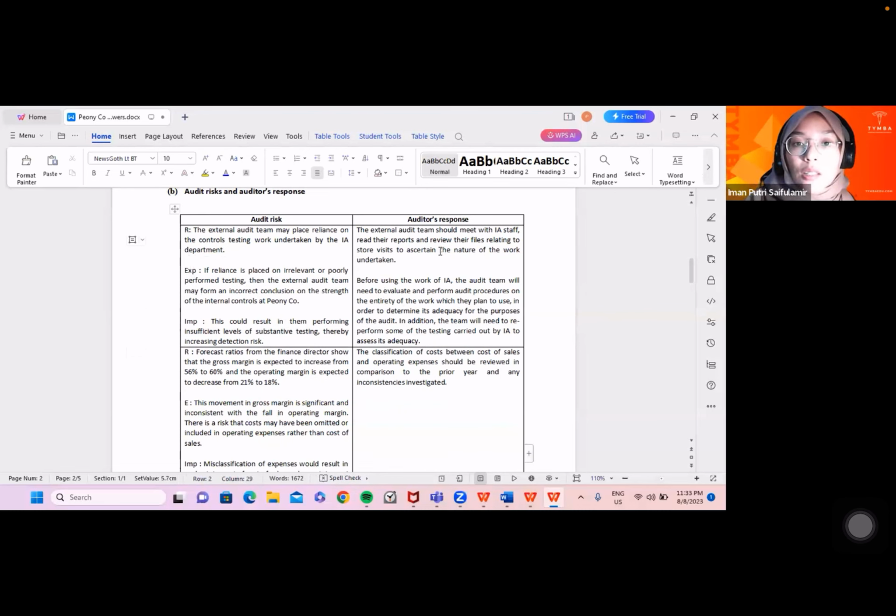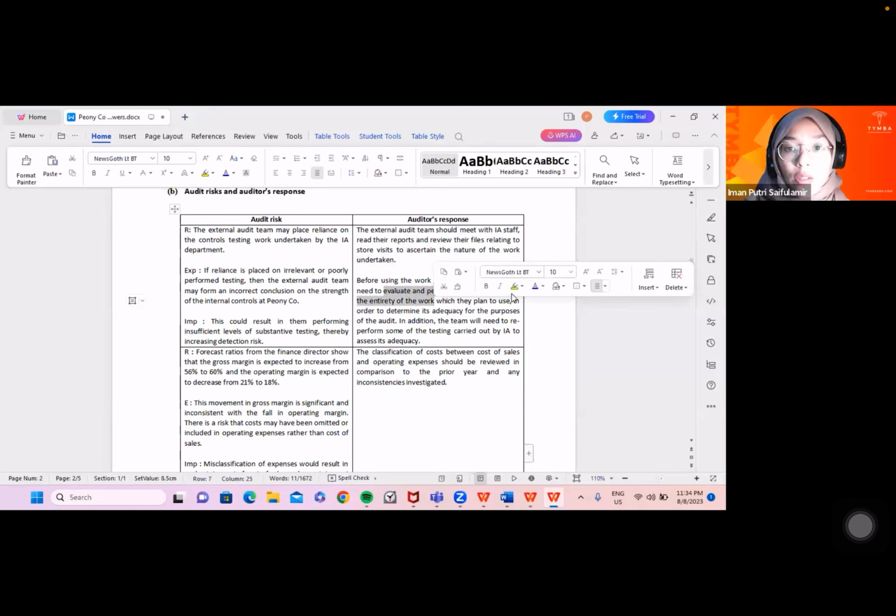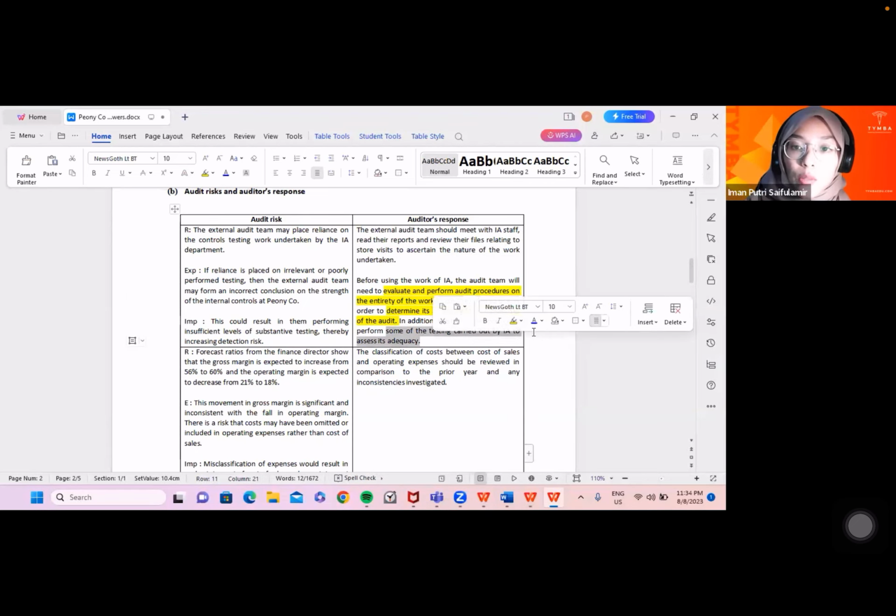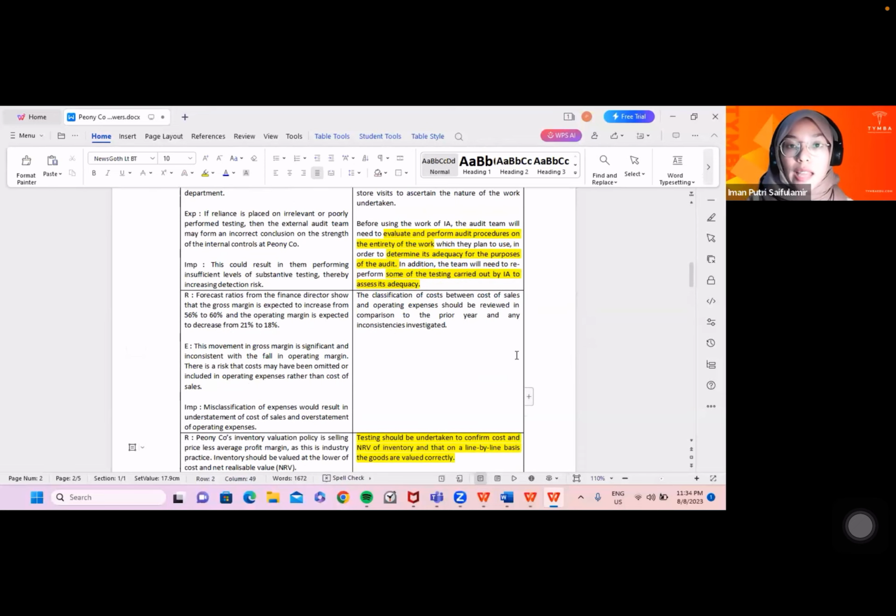The audit team should meet up with the internal audit staff and read their IA reports to ascertain the nature of the work undertaken. Before actually relying on the work of the internal auditor, the audit team will have to evaluate and perform audit procedures on the entirety of the work to determine whether it is adequate for our audit. Even if we decide to rely on this work, the external auditor cannot just immediately take whatever work the internal audit has done. We will still have to perform testing on the work done by the internal audit team, and then assess the adequacy.